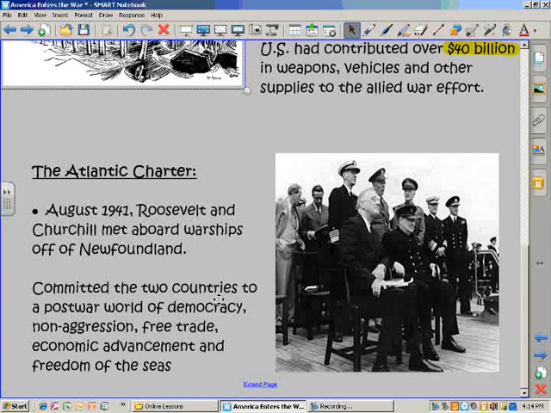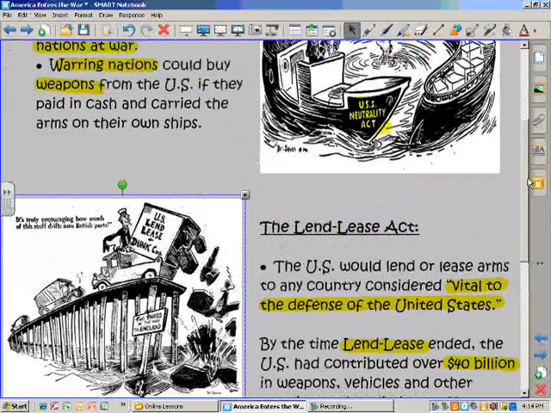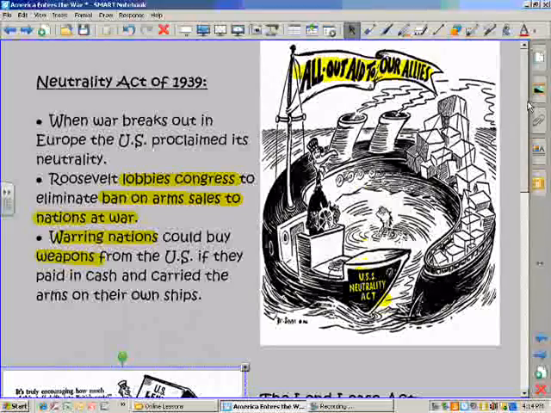And finally, Roosevelt and Churchill meet in August 1941 off of Newfoundland, and they sign the Atlantic Charter. This commits the two countries to a post-war world of democracy, non-aggression, free trade, economic advancement, and the freedom of the seas. So again, this binds us with Europe. It's particularly Great Britain. It binds us with Great Britain. We are now closer allies. And because of all of these, the Lend-Lease, the Atlantic Charter, and the Neutrality Act, some countries take exception.